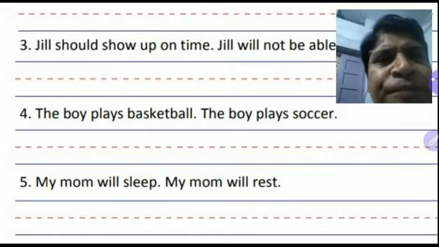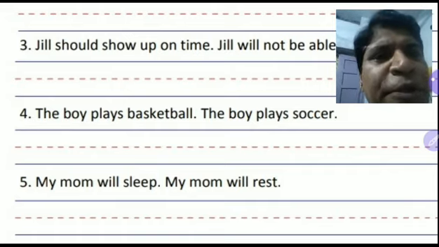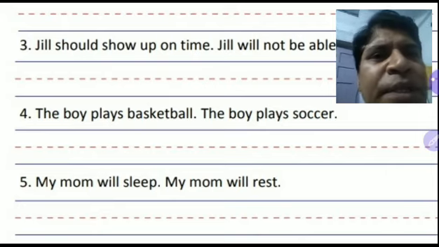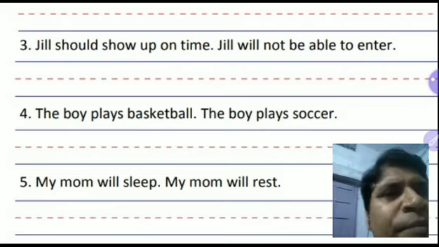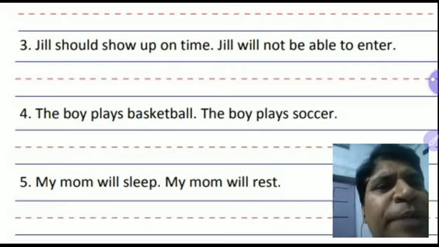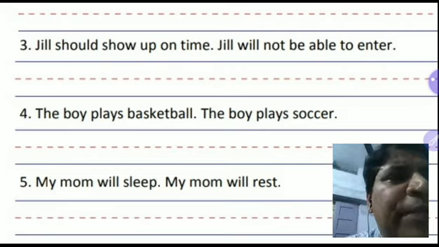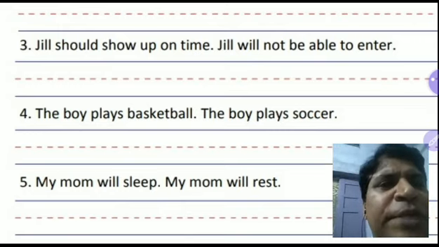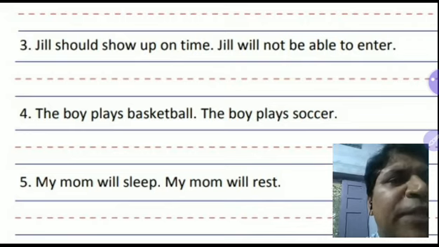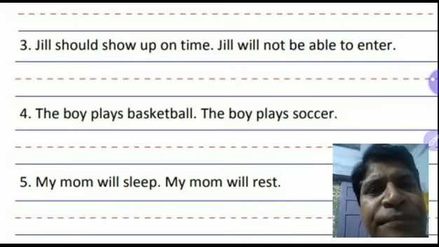Here it seems that the numbers have got disordered. Still, you see, Jill should show up on time. Jill will not be able to enter. Jill should show up on time or he will not be able to enter.